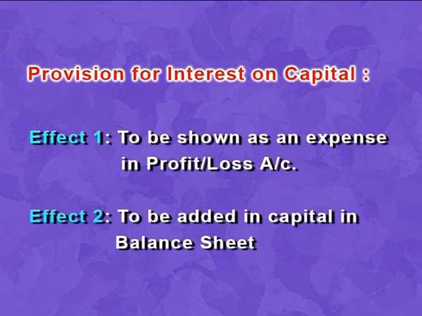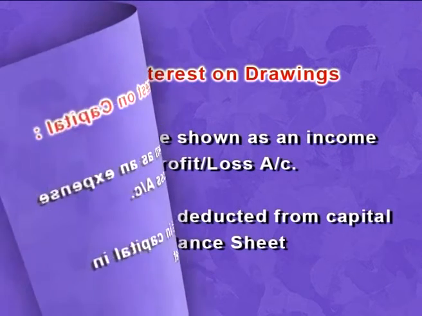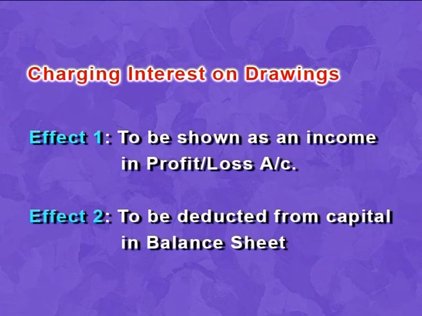Let us summarize our understanding of these three adjustments. As you go with provision for interest on capital, the first effect is that it is to be shown as an expense in profit or loss account, and the second effect is that the amount of interest on capital is to be added to capital in the balance sheet. Going with the second adjustment on charging interest on drawings, the first effect is that it is to be shown as an income in profit or loss account, and the second effect is that it is to be deducted from the capital in the balance sheet.